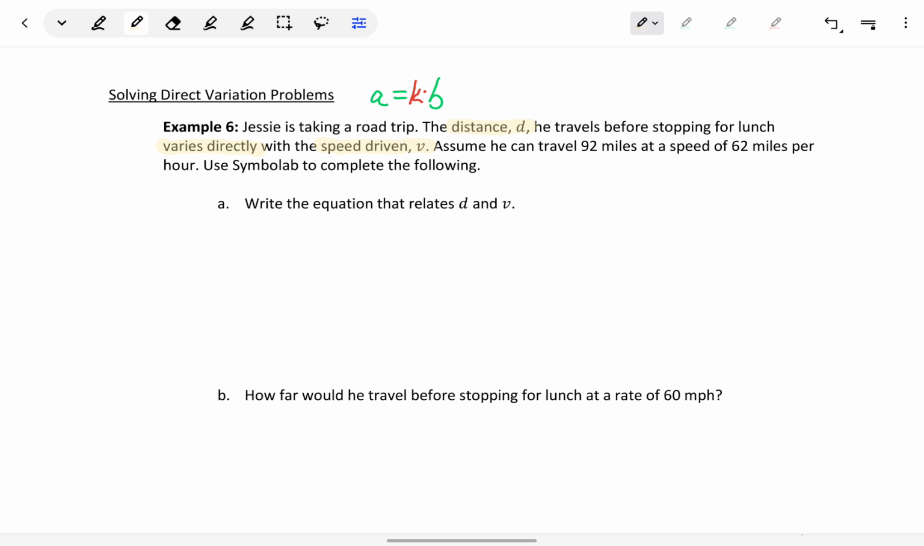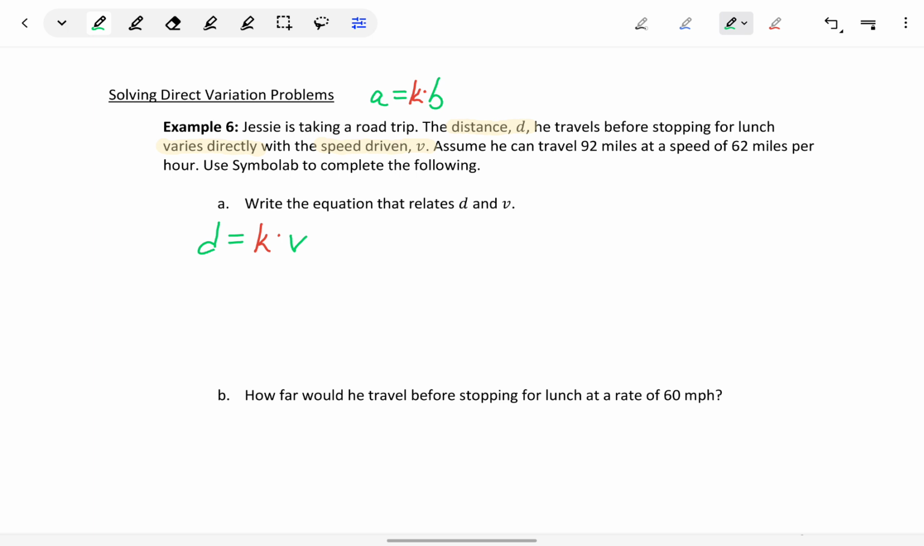We want to use Symbolab to complete the following. We first want to write the equation that relates d and v. We're told that these two values vary directly, meaning we're going to be able to set up an equation, d for distance is equal to some constant that we don't know what it is yet, times v, the speed driven.